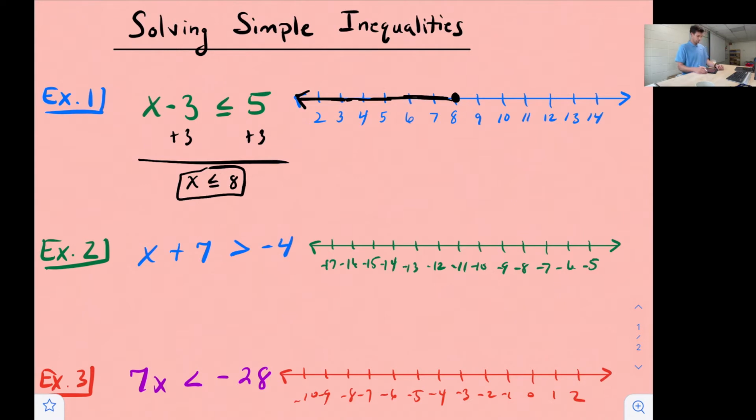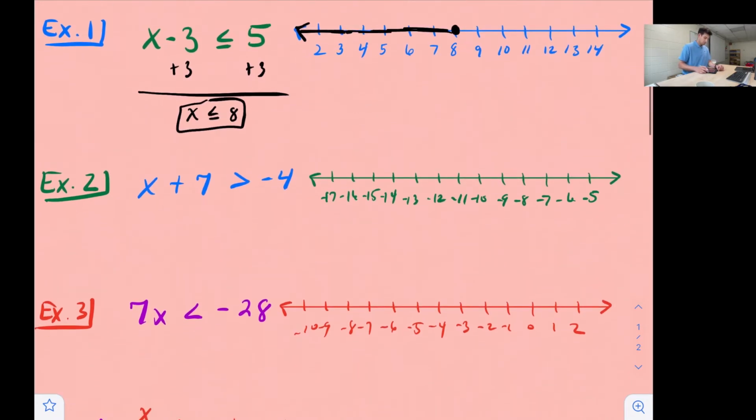And there's our solution. Example 2, x plus 7 is greater than negative 4. We can subtract 7 from both sides, and we get x is greater than negative 11. So we find negative 11, we have an open circle now, and we're going to shade to the right.